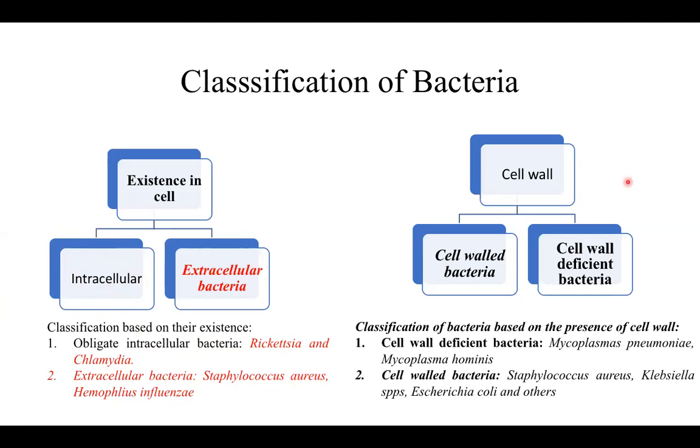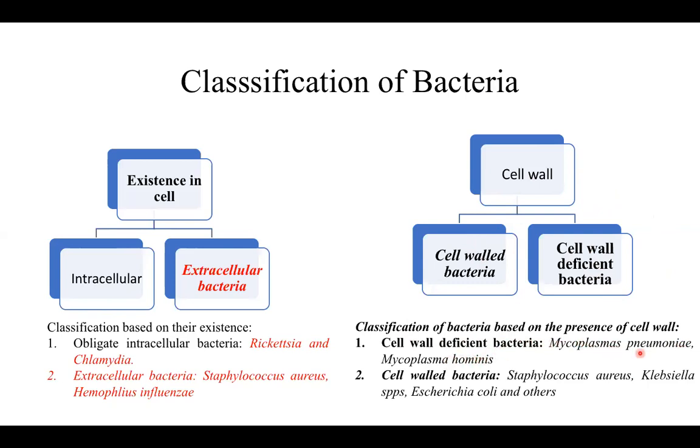Based on the presence of a cell wall, some bacteria have a true cell wall and some do not. Those bacteria which lack a cell wall are known as cell wall deficient bacteria, whereas those which have a true cell wall are known as cell walled bacteria. Examples of cell wall deficient bacteria are Mycoplasma pneumoniae and Mycoplasma hominis.